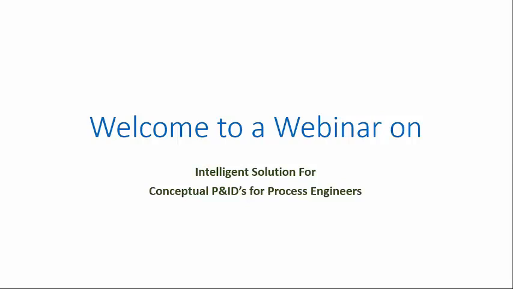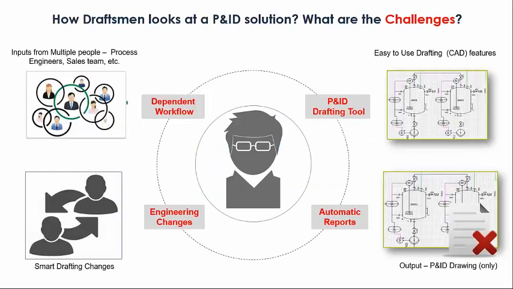Well, before going into the detail of a solution, let us see how a P&ID software is perceived by various users today. For draftsmen, they need inputs from the process group to start drafting a P&ID. They need easy to use drafting features for placing components, pipelines, instruments, etc. Since it is an iterative process, they need a tool with quick change management and revision management features. Also, various outputs are expected, such as reports and data sheets out of the P&ID.